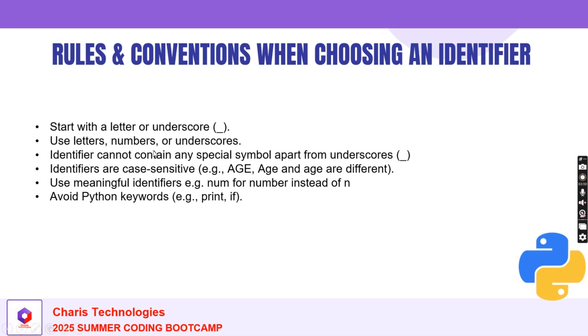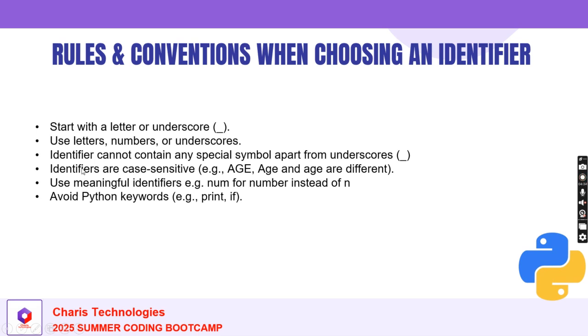You start a variable name with a letter or an underscore. You cannot start a variable name with a number or anything else. You can only start with a letter or an underscore. You know what I mean by underscore? This minus sign that is under, not in the middle. Then you can use letters, numbers, and underscores in your variable names or in any form of identifier. Now, an identifier cannot contain any special symbol apart from underscores. You cannot use star, hash, at, whatever. You can only use underscore. That's the only symbol allowed.